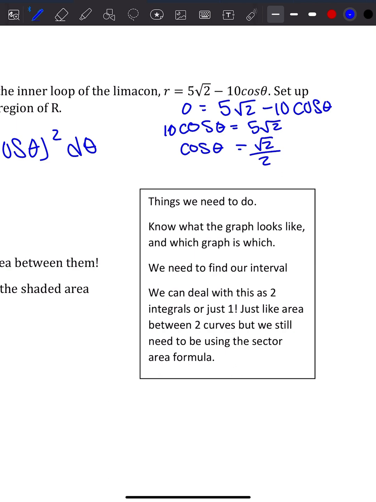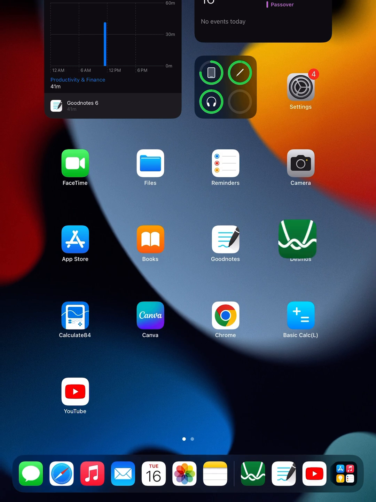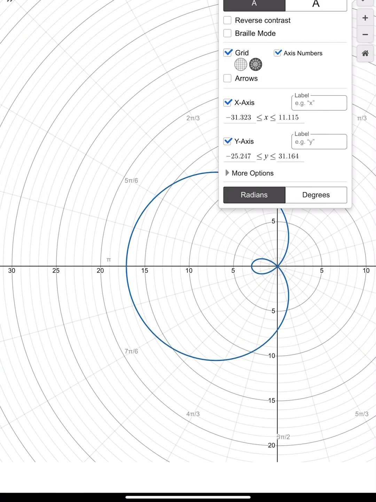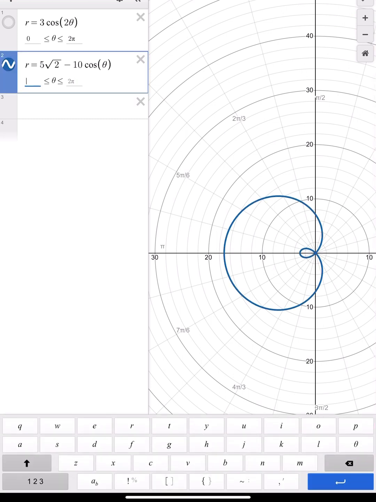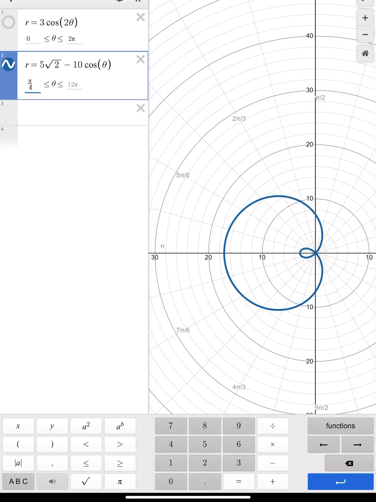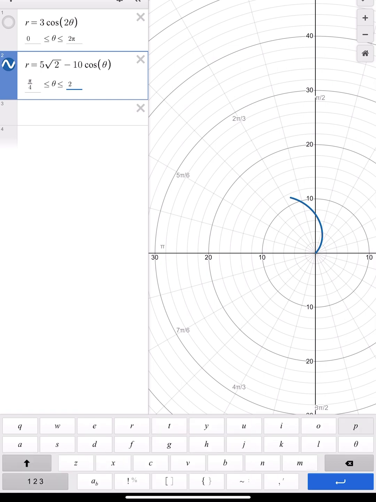And this is where having that graph is a little bit helpful. So if I look at our graph, I only want that little piece. If I start here at pi divided by 4, and I end at 2 pi, we're going to see that we're only getting half of that little loop that we want and all of the big loop. So I don't want to start at pi over 4. We may want to end at pi over 4.